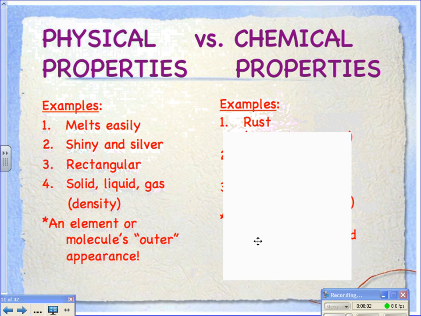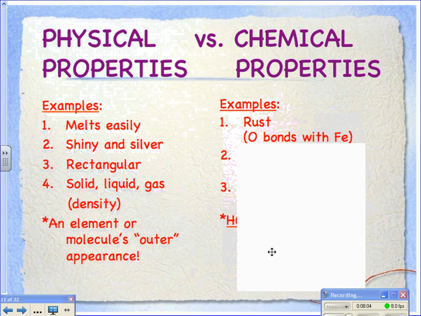So some examples are rust. Rust is when oxygen in the atmosphere bonds with iron. Fe stands for iron, from the Latin name for iron, ferrum. And when those two bond together, you don't have anything shiny and silvery and metal anymore. You now have something that is brownish red and crumbly. It no longer is iron or oxygen by itself. When it bonds together, it forms a new compound.